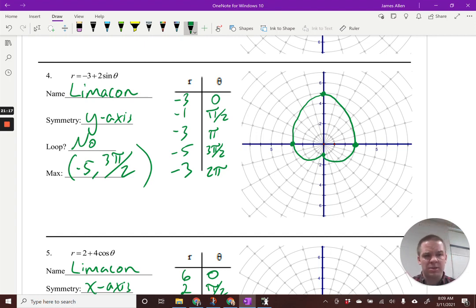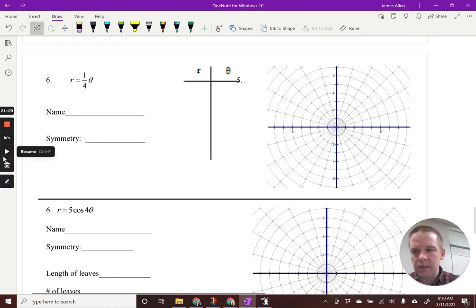I wanted to wait to discuss that until we started looking at these graphs and asked, well, what does that mean? Because sometimes they're turned on the side, sometimes they're straight up and down. What does the max mean in the context of polar? How far it is away from the pole. So it could be in either direction there.